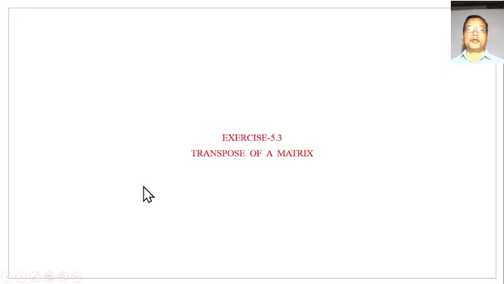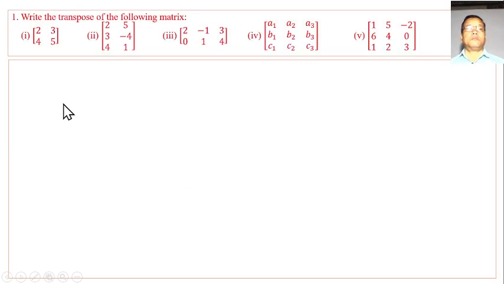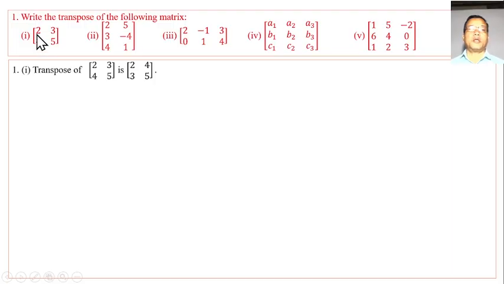Exercise 5.3, transpose of a matrix. Write the transpose of the following matrix. The first row becomes the first column, the second row becomes the second column.